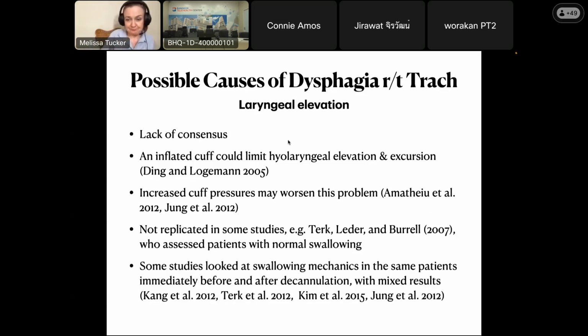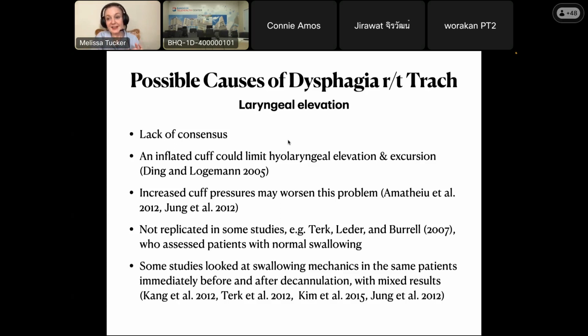So there are a few hypothesized causes of dysphagia related to tracheostomy other than the underlying condition. And I'm going to go through a few of those. But again, I want to note that there's some lack of consensus around some of these hypotheses. The first one that I want to talk about is laryngeal elevation. What I was taught in school when I was studying dysphagia was that a tracheostomy tube tethers the larynx and it impedes the normal high laryngeal elevation and excursion.